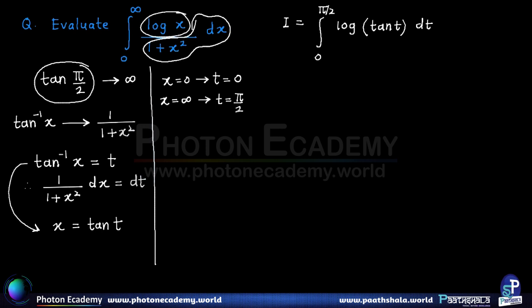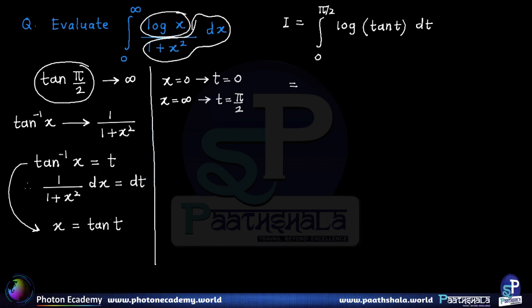Now we have to evaluate this. Let us again take advantage that we have 0 and pi by 2 as the limits, so their sum is pi by 2, and we have the trigonometric quantity tan.